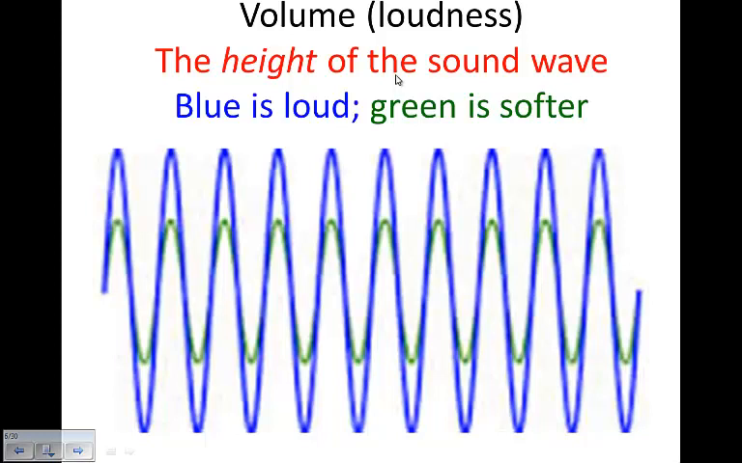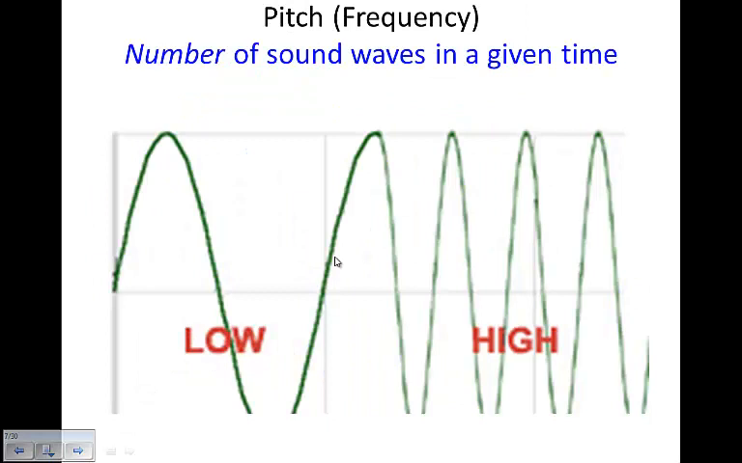So let's look at volume. We also call volume loudness, and what we're really referring to is the height of the sound wave. The blue is loud, so the higher the sound wave, the louder the sound is, and the green is the soft wave, the softer sound. And then pitch is referring to frequency. This is the number of sound waves that pass a given point in a certain amount of time.